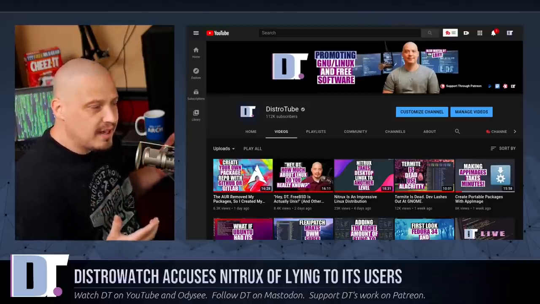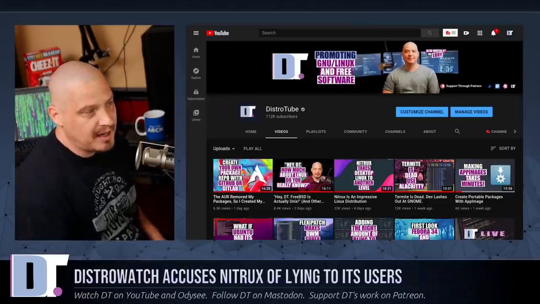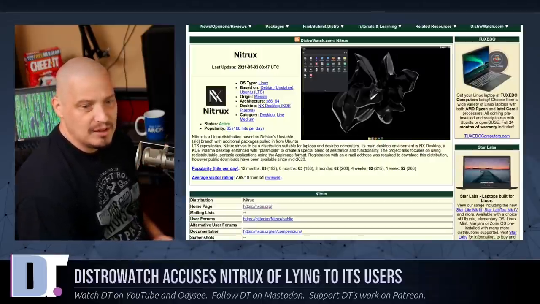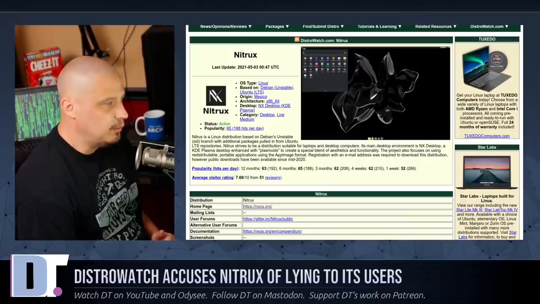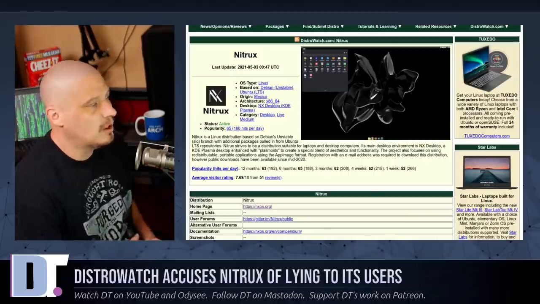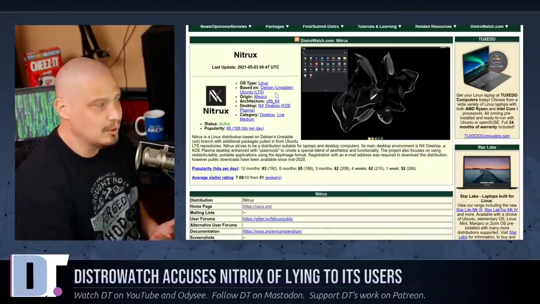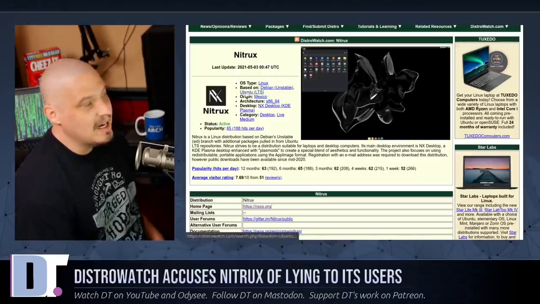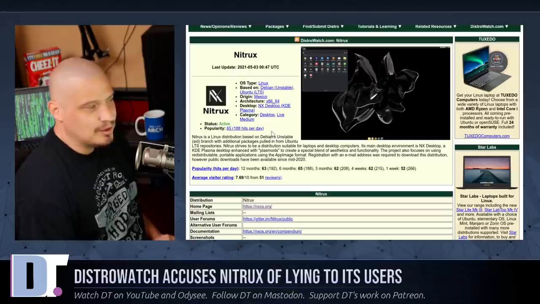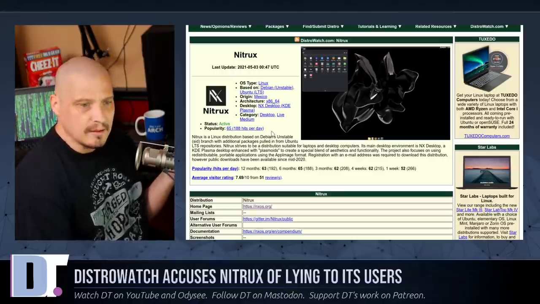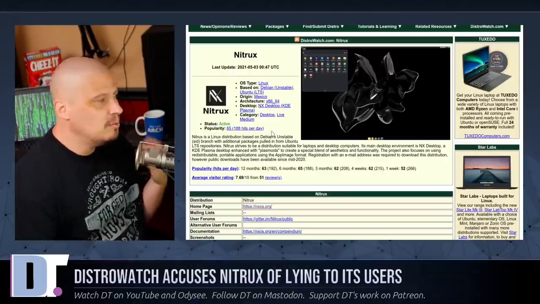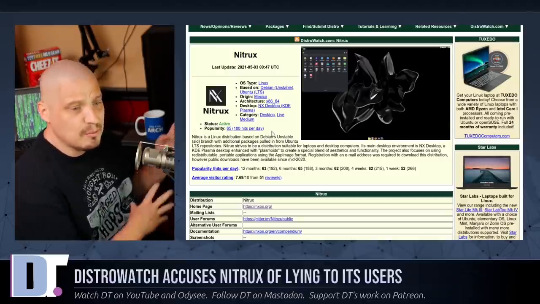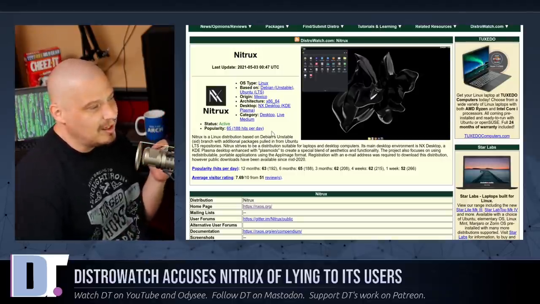So the other day I said it's based on both Debian and Ubuntu because I went to DistroWatch right before making that video, and I looked up the Nitrux DistroWatch page, and according to DistroWatch, it is based on Debian Unstable, the Debian SID branch, and Ubuntu LTS. Which, when I read that, I thought, well, dang, I guess it must be based on both of them, even though reading that, even before I said it on camera, I thought, that's weird.